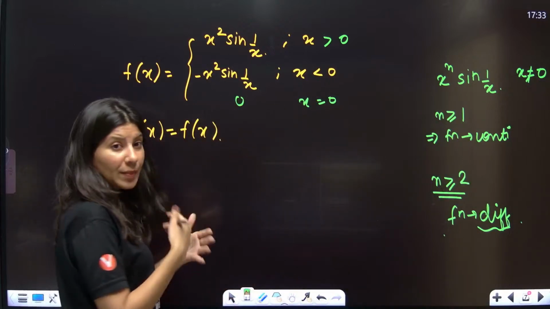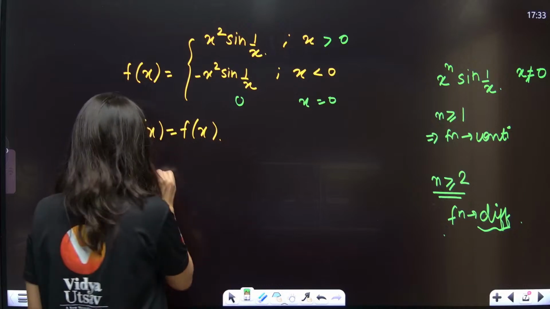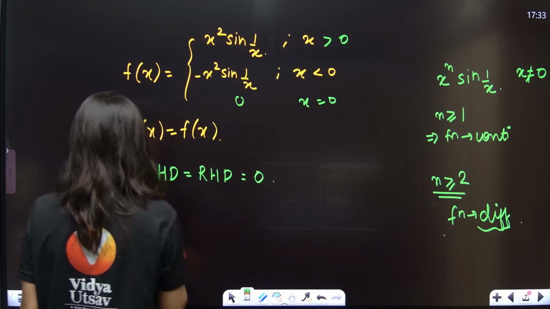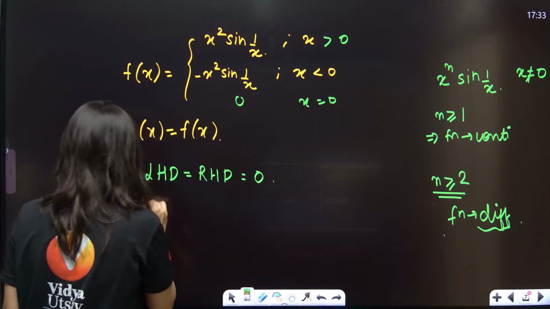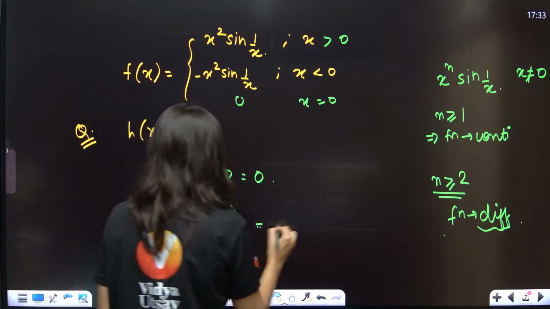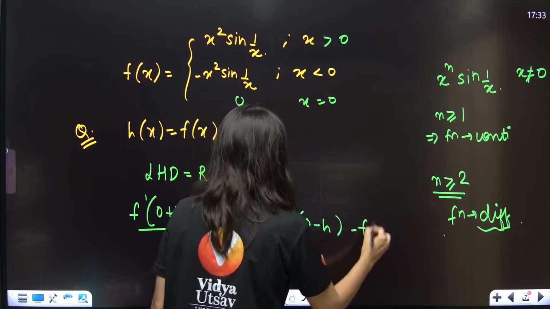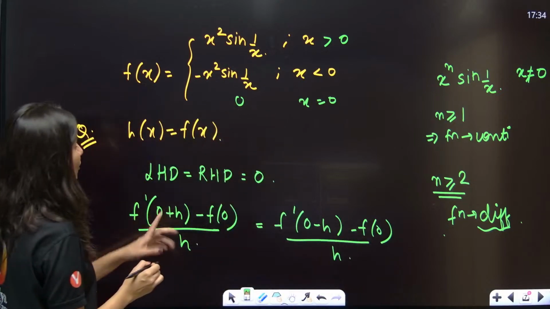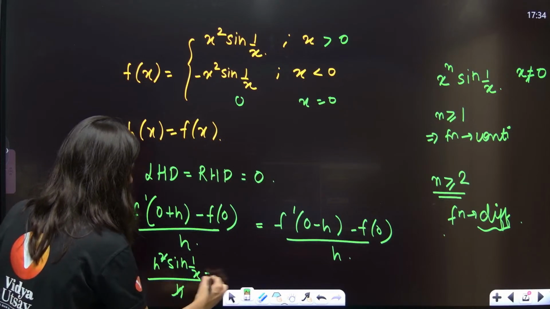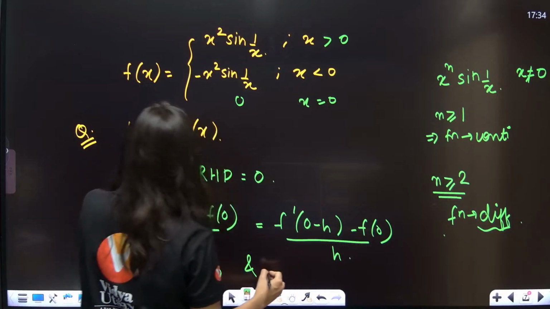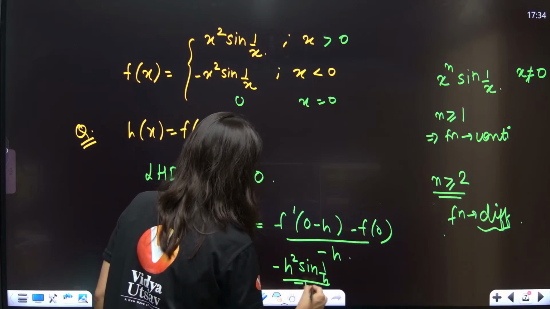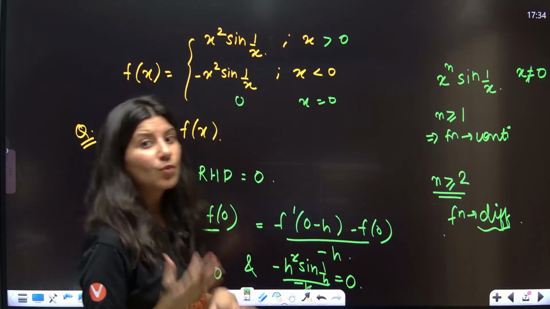Clearly, if you apply the left hand derivative LHD and the RHD, both will be equal to 0. Remember how you calculate: f dash 0 plus h is f of 0 plus h minus f of 0 upon h, which should equal f dash 0 minus h. So it is h square sine 1 upon h minus 0 upon h. Clearly it is coming out as 0. And if you put minus h square sine 1 by h upon minus h, this is also 0. LHD, RHD both are coming out as 0.